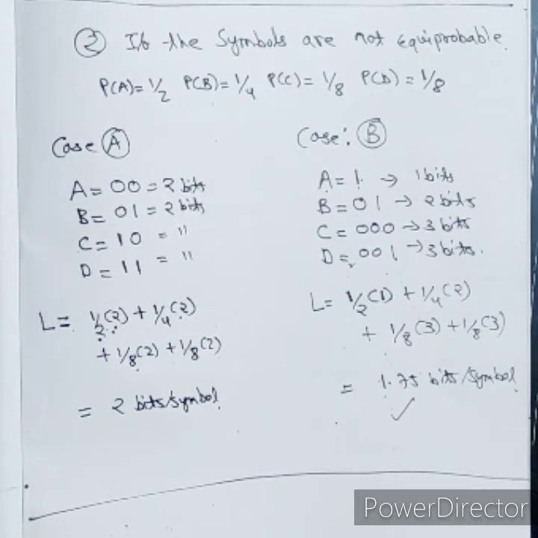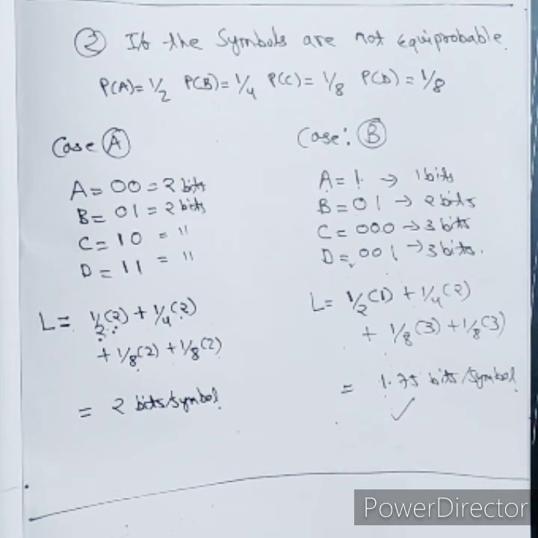You will try to decide a coding technique in which your average code word length reduces, and such coding techniques are Huffman coding, Lempel-Ziv coding, and there are various coding techniques through which you can encode the information source into bits, and that will reduce average code word length. So the main importance of a source encoder is to reduce the average code word length.